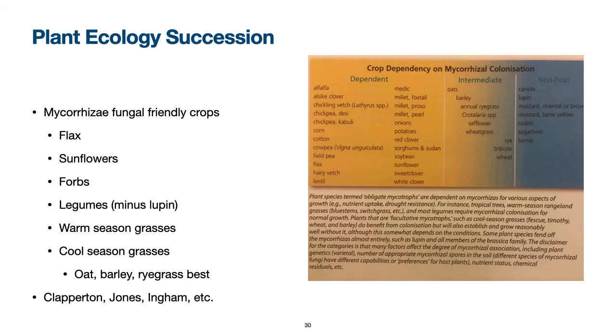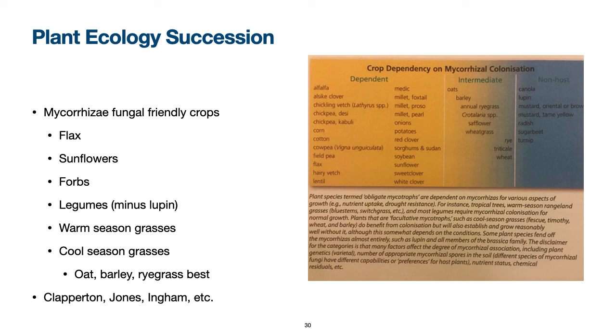So our mycorrhizal fungal friendly crops. As we look at which ones are friendly and which ones aren't, the quick rundown is your flax, sunflowers, forbs, legumes, minus the lupin, your warm season grasses, and your cool season grasses, in particular your oats, barley, and your ryegrasses. Those are the ones that are going to rely heavily on your mycorrhizal fungi. When we deal with rye, the brassicas, beets, things like that, they're less reliant and maybe zero reliant on mycorrhizal fungi.